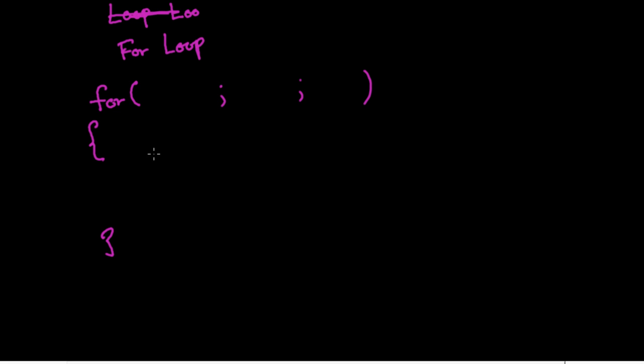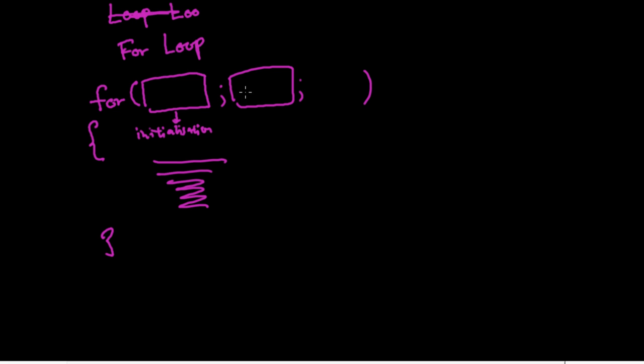In this video, we will learn about for loop. Now, a for loop will look like this. And in here, we'll put in the codes. Now, this is the initialization. This is the condition. This is the reinitialization.